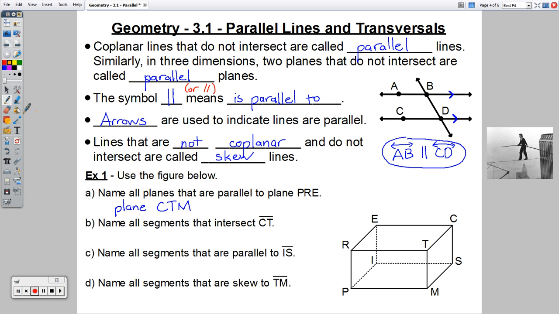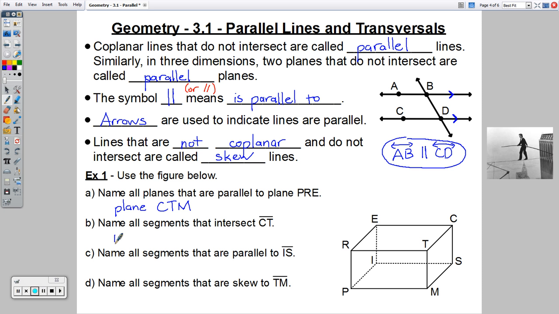So here's segment CT. Which ones intersect that? Well, it looks like I have this one, this one, this one, and this one. They all cross either at T or at C. So what are those written out?